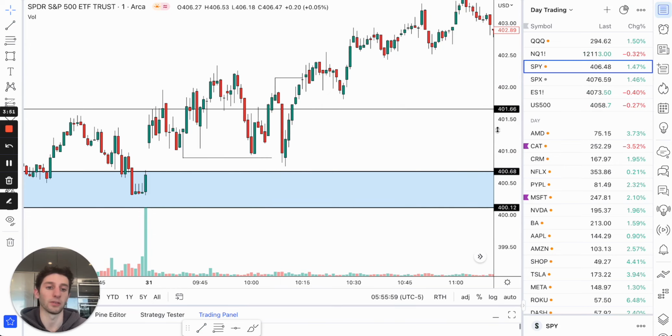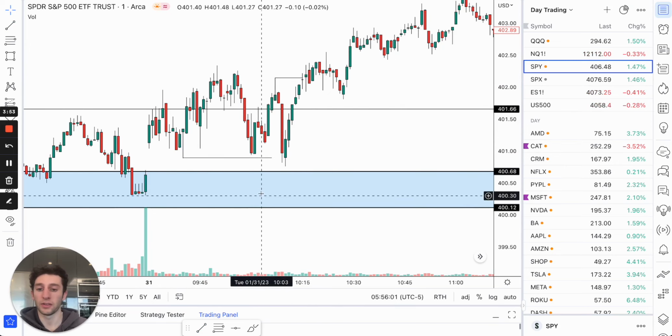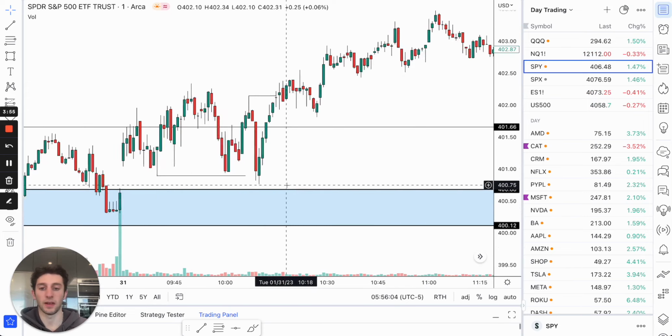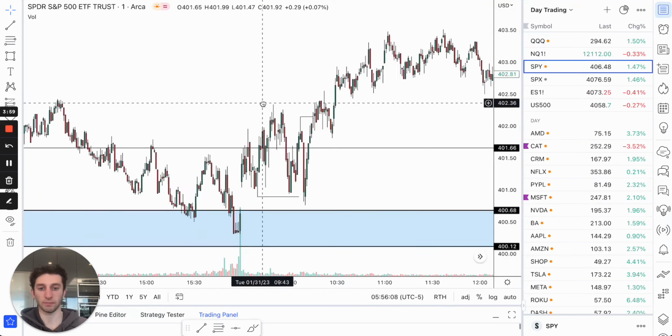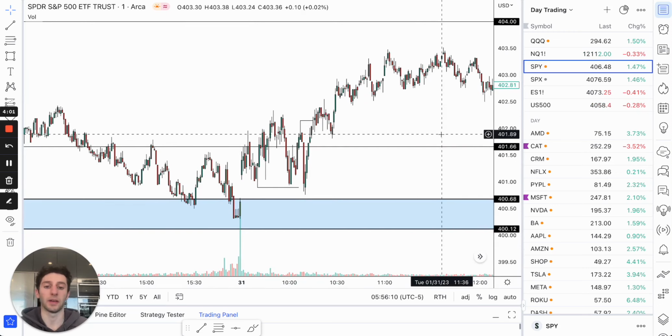We're also above this 401.66. We held this demand zone. With all that being said, I got in right around here, right as we got above this level here. Now, I got in SPX credit spreads.